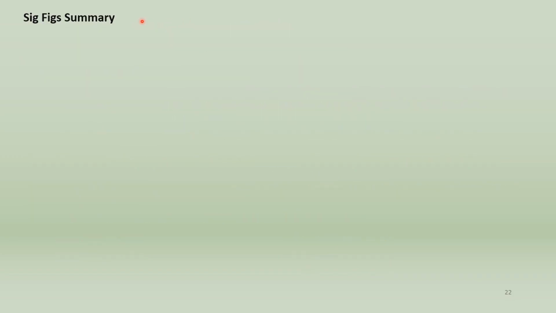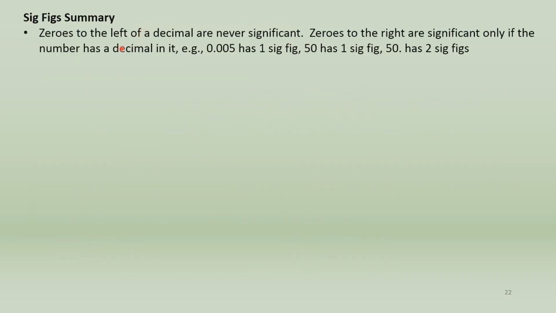Let's summarize what we've learned in this video. So zeros to the left of a decimal are never significant, as in 0.005 only has 1 sig fig. Zeros to the right of the last non-zero digit are only significant if the number has a decimal in it. So this 0 is not significant. It's to the right of the last non-zero digit. So this 0 is not significant, only 1 sig fig.